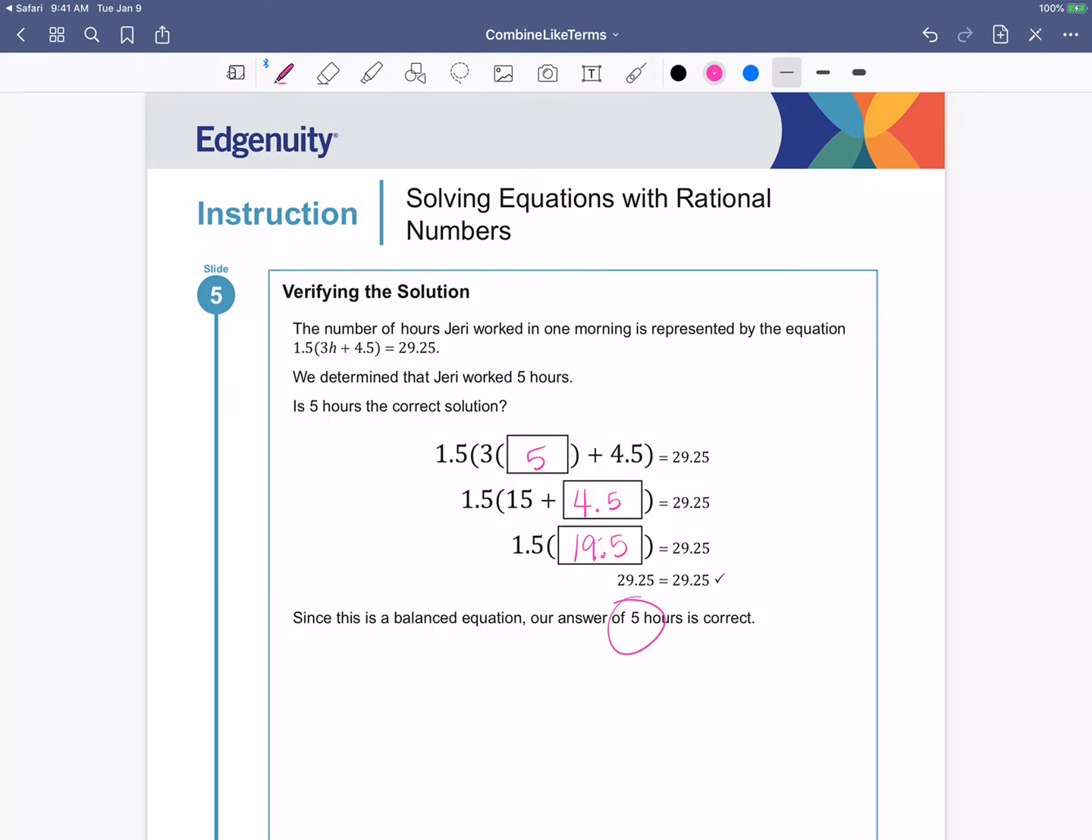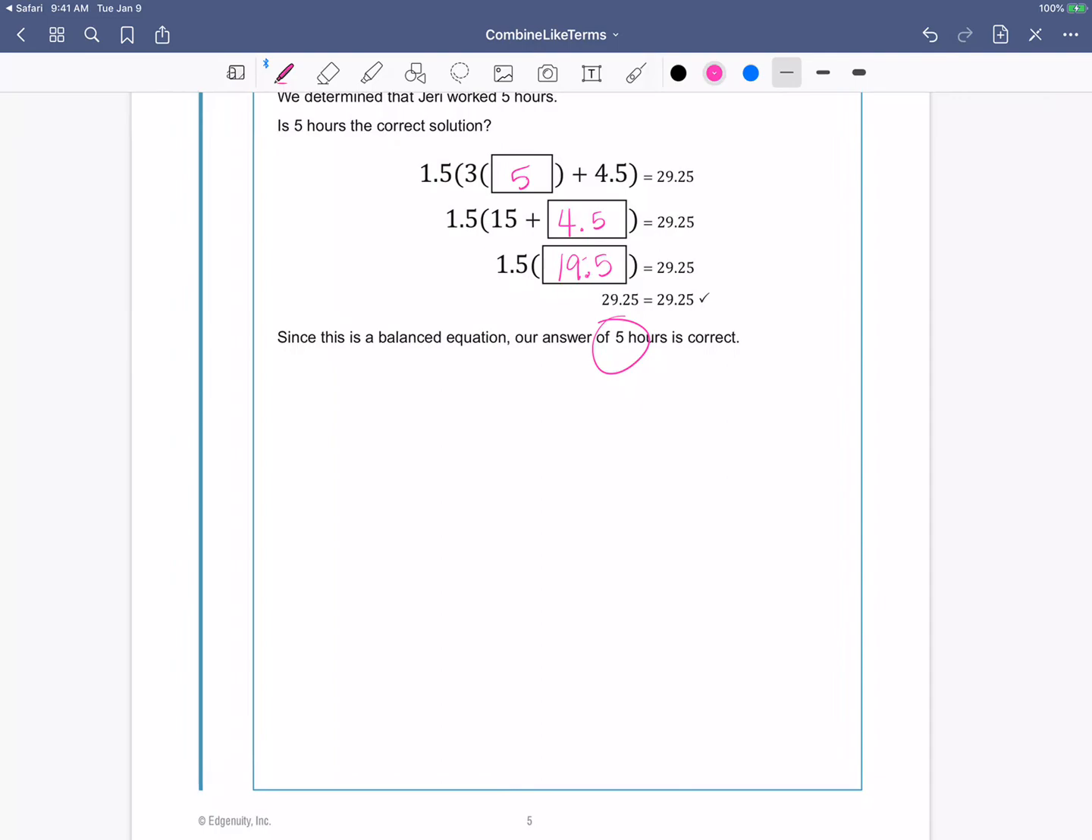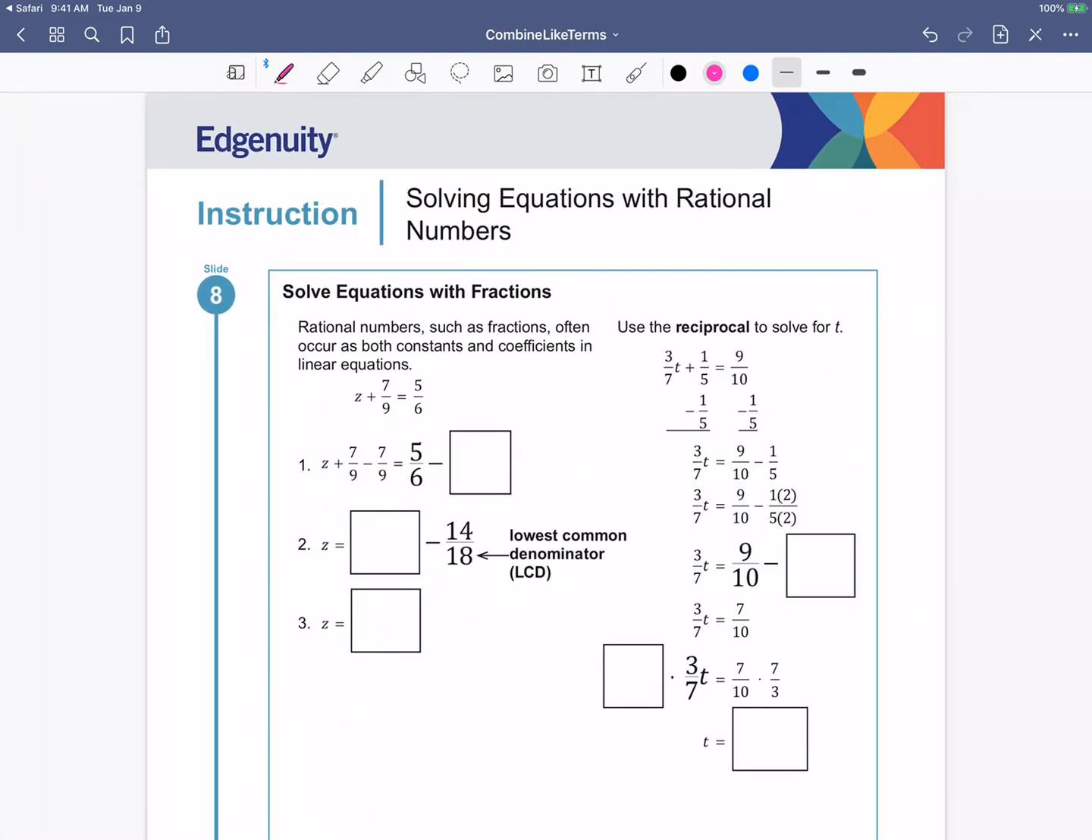Okay? That's all you do. You just plug it in, check it. If it works, that's your answer. All right? So the next part is using fractions. I know this is our favorite part, but it's not so terrible, okay? So rational numbers such as fractions often occur as both constants and coefficients in linear equations. Z plus 7/9 equals 5/6.